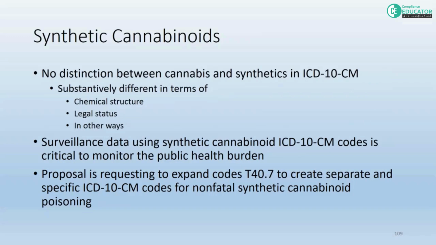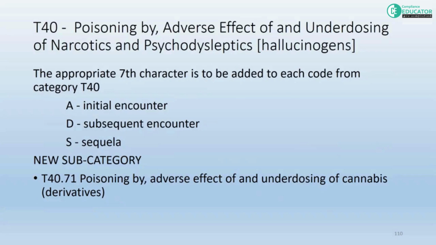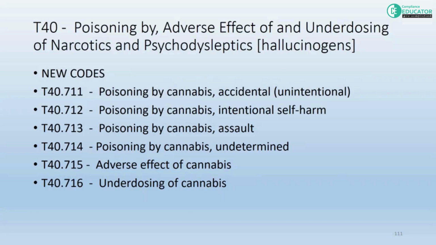When we looked at ICD-10 before this year, there was no distinction between cannabis and synthetics, and they're very different in their chemical structure, how the law looks at them, in many other ways. So there was a proposal to say, could we please have a code for this synthetic cannabinoid poisoning? And so this T40 category has 7th digits. There's only 3, just like with that last set, that we're going to use, the A, D, and the S. Here's our new codes, and as we frequently see in our poisoning section, we have that accidental, intentional self-harm, assault, etc.